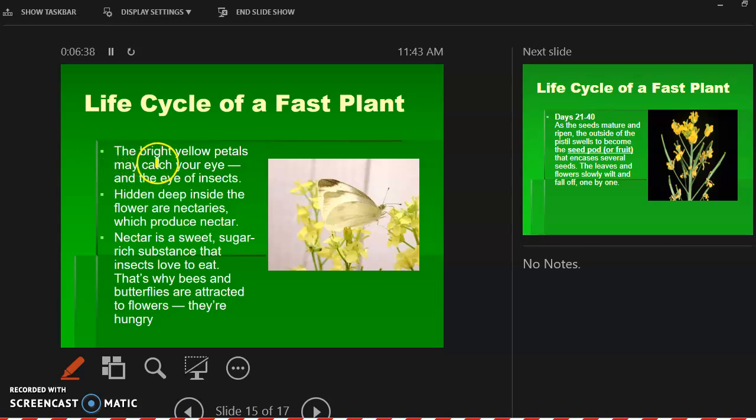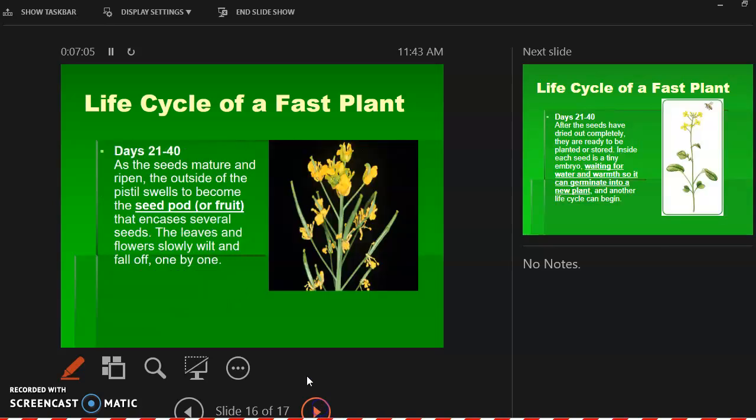And the eyes of insects. So you need to write that the purpose of the petals on a flower is to catch the eye of insects. And hidden deep inside the flower are nectars. They're going to produce the nectar. The nectar is a sweet and sugar-rich substance that insects love to eat. That's why bees and butterflies are attracted to them.